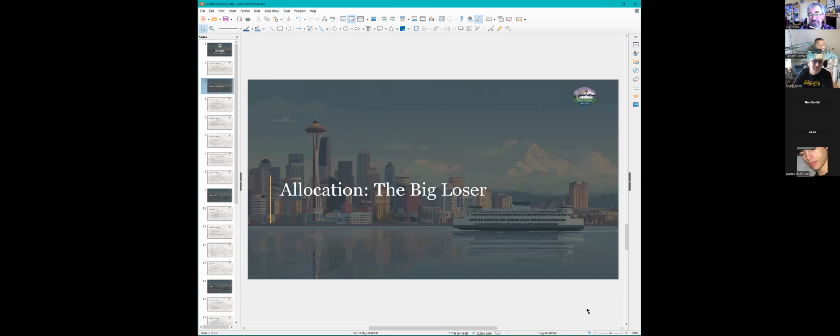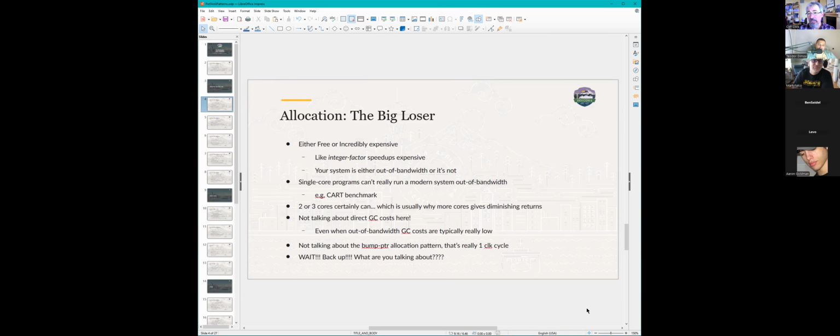So the big loser here is allocation for performance. This is specific to Hashgraph's implementation, but it's actually quite common in large Java programs. Very specifically, I'm not talking about large C++ programs. I'll get to that in a second. So allocation here is either free or incredibly expensive. It seems to be fairly bimodal.